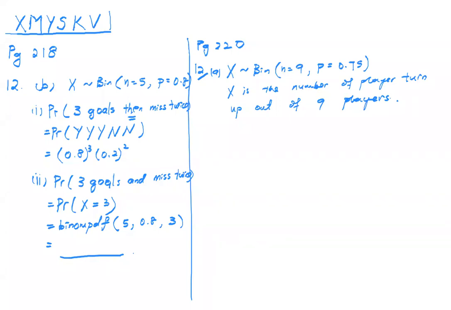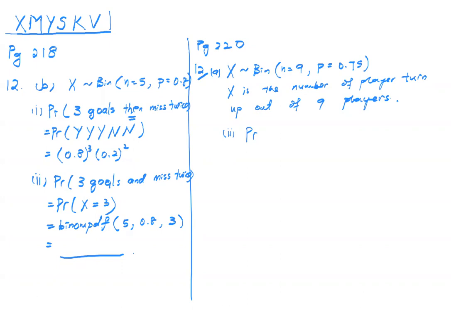Okay, let's move to page 220, question 12. I have to do part A first before I do part B. There is a reason for it. So in part A, we are talking about whether the team will be forfeiting the game or not. So you do the calculation: the probability that you have to forfeit the game.